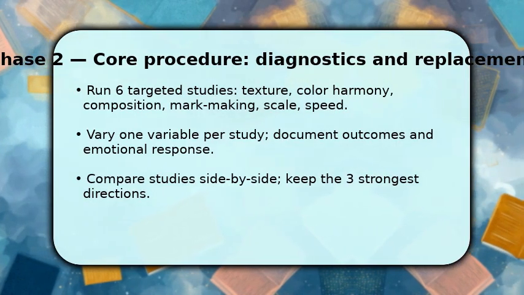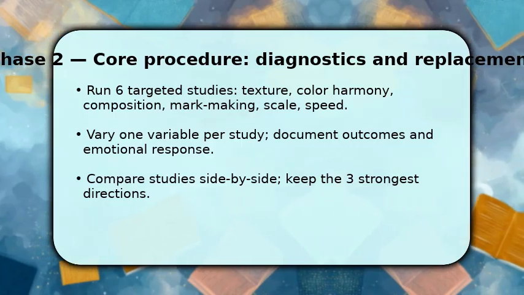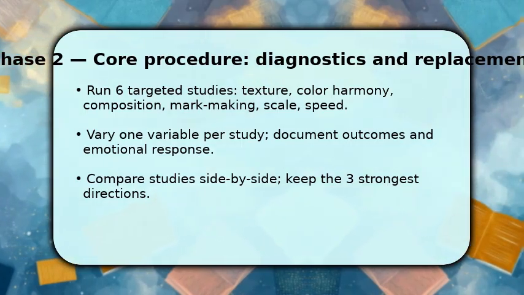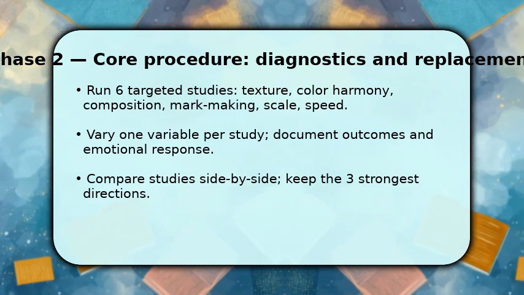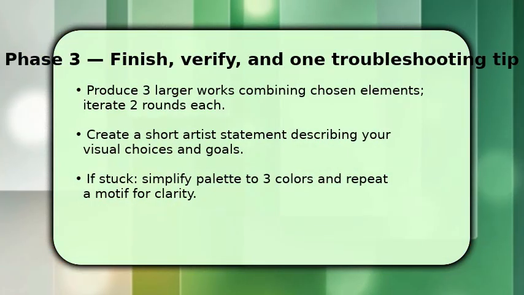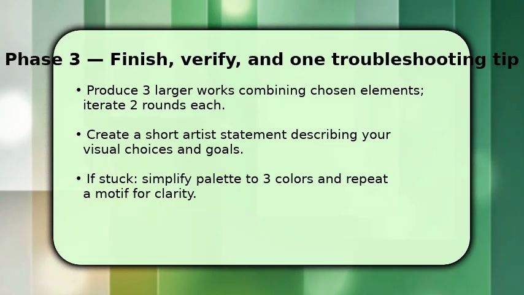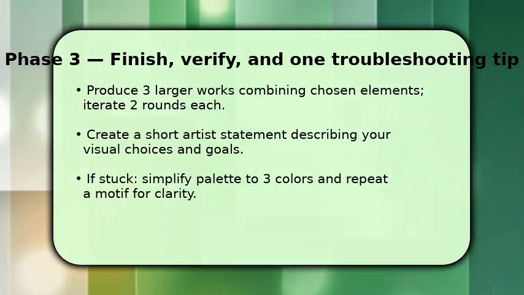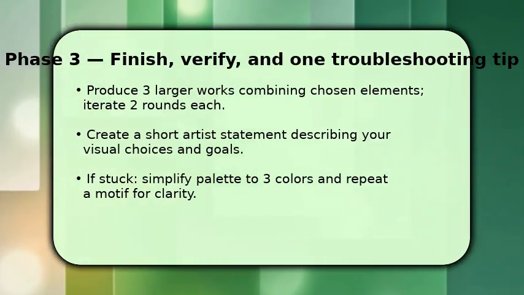Once done, lay the studies side by side and choose the 3 strongest directions. Make sure to note why each succeeds so you can repeat those choices reliably. Finish by scaling up. Produce 3 larger works that combine your preferred marks, palette, and compositional moves. Iterate each twice to refine.